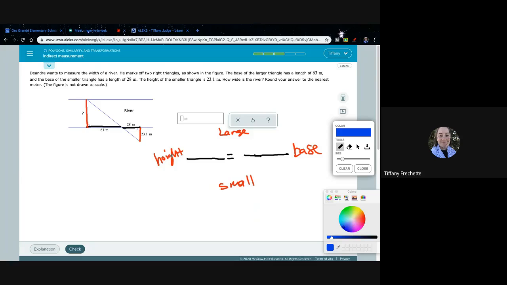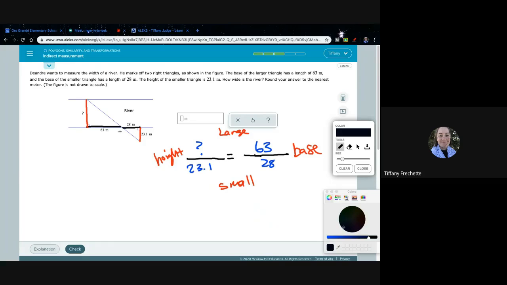So now I'm going to go with the height of the large triangle. Remember, I marked that in red. It's question mark. Height of the small triangle, again, I marked it in red, 23.1. Base of the large triangle, so that's the black line here, that's 63. And the base of the small triangle, that's this black line here on the small triangle, so 28. So it's all just about matching up, making sure that you understand the corresponding parts here.